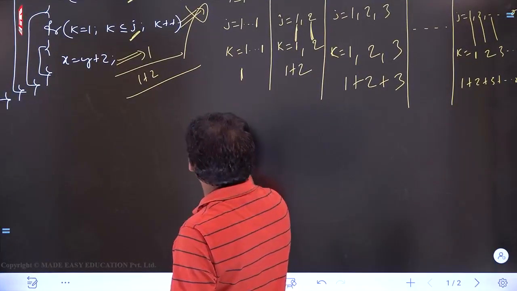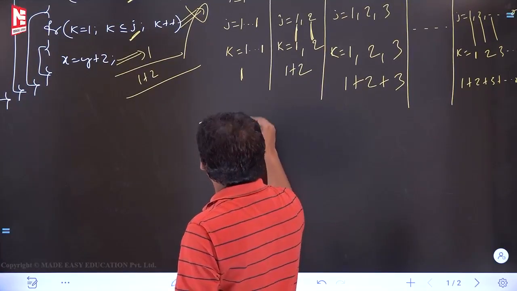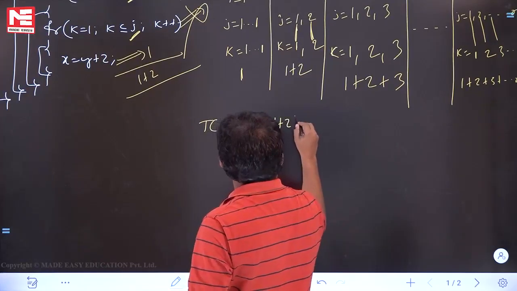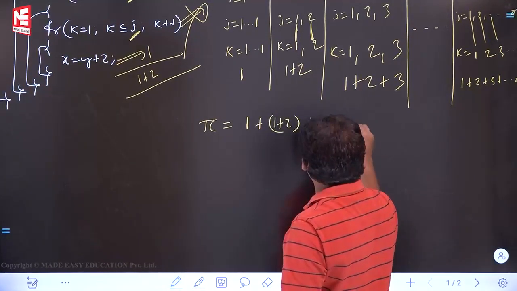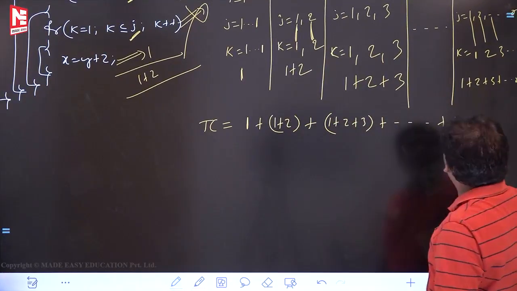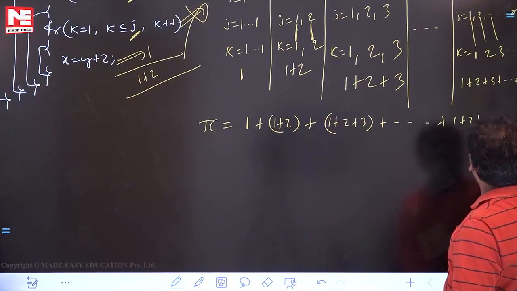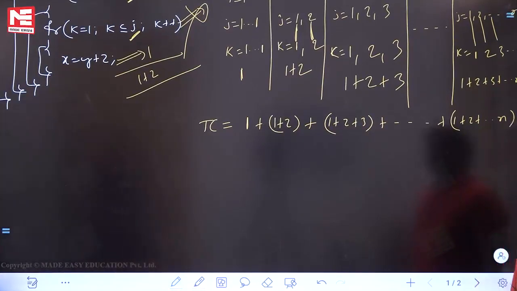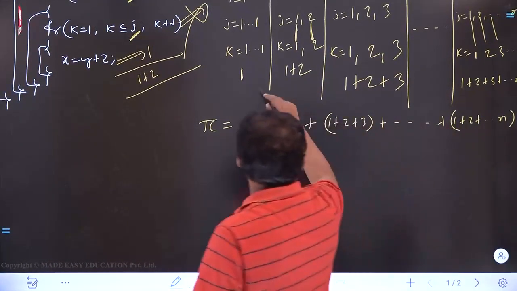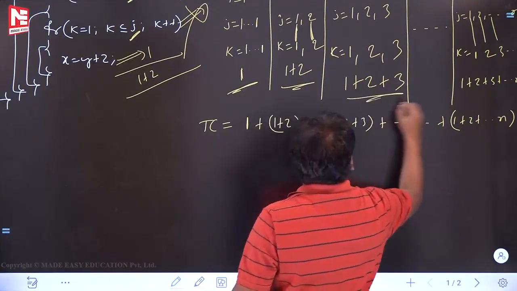Time complexity is equal to, this is the final answer. First time, I is equal to 1, 1 time. I is equal to 2, 1 plus 2 times. I is equal to 3, 1 plus 2 plus 3 times. And so on. What is the last one? I is equal to n, 1 plus 2 plus and so on up to n. This is the way it is going on. If you are really comfortable, whatever is there, just write it up. This is the time complexity.